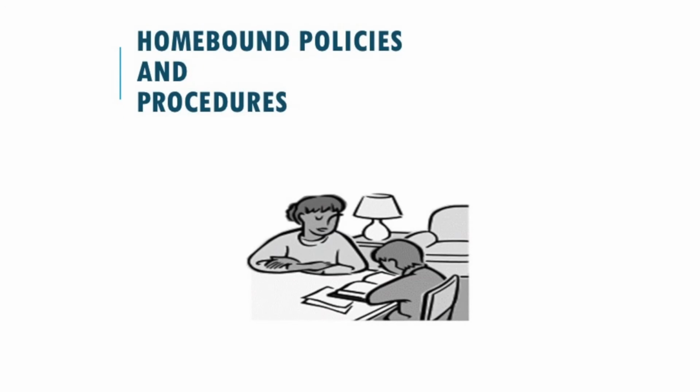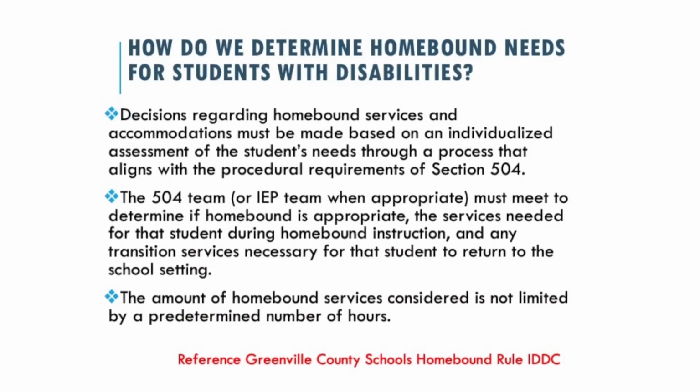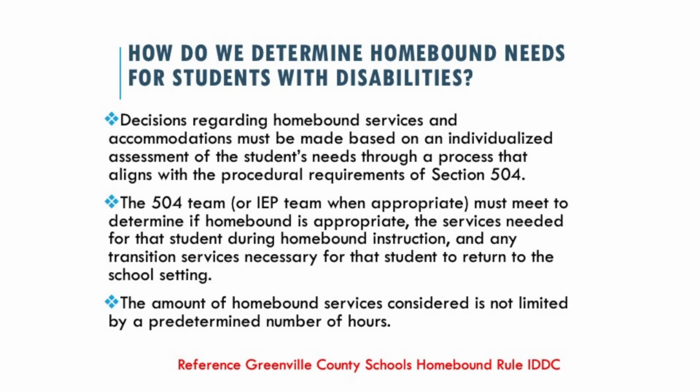Now we're going to talk about homebound policies and procedures. How do we determine homebound needs for students with disabilities? Decisions regarding homebound services and accommodations must be made based on an individualized assessment of the student's needs through a process that aligns with the procedural requirements of Section 504. The 504 team, or IEP team when appropriate, must meet to determine if homebound is appropriate, the services needed for that student during homebound instruction, and any transition services necessary for that student to return to the school setting.